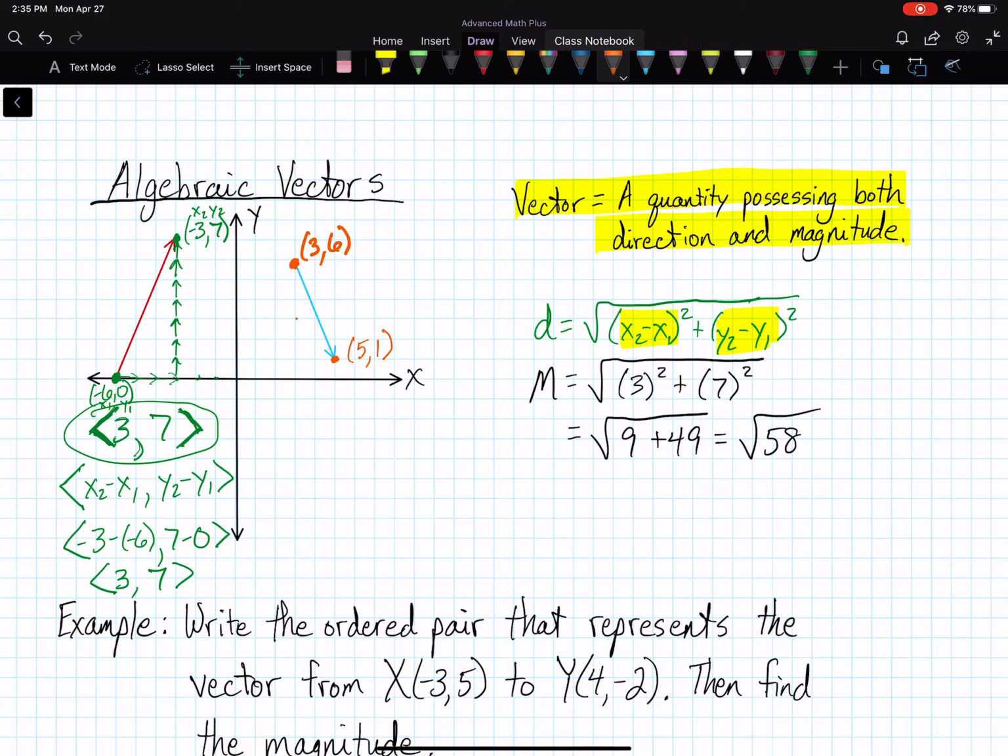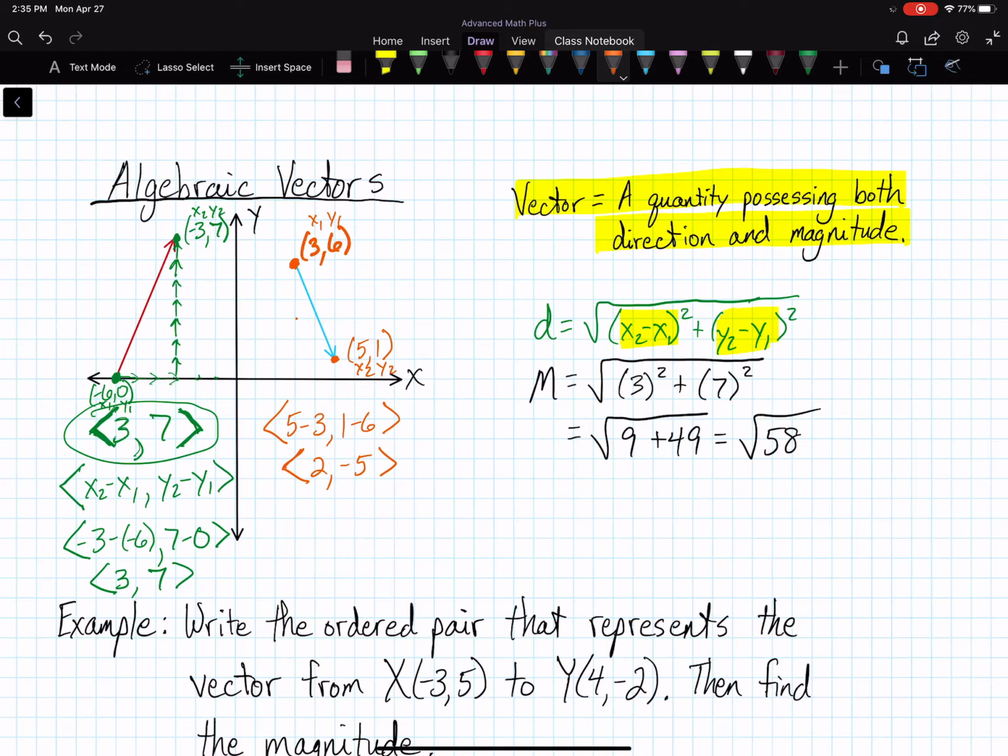And so, like I said earlier, you can just count if you have the graph. If you don't have the graph, you're going to use the formula. So I'm going to do both. I'm going to use the formula first. So that would be, let's see here, this is x1 and y1. The first point is where you start. x2 and y2 is where you end up. So that's going to be 5 minus 3, comma, 1 minus 6. And so the vector for this is 2, negative 5. That's the vector, that's the ordered pair form of the vector.